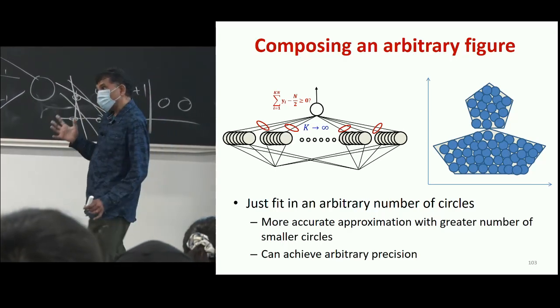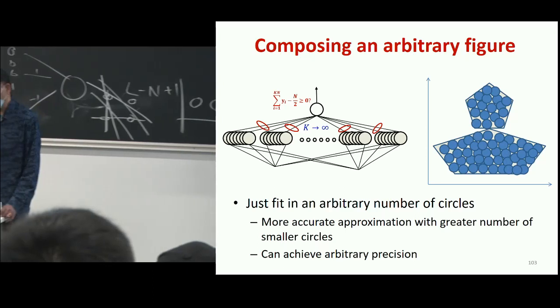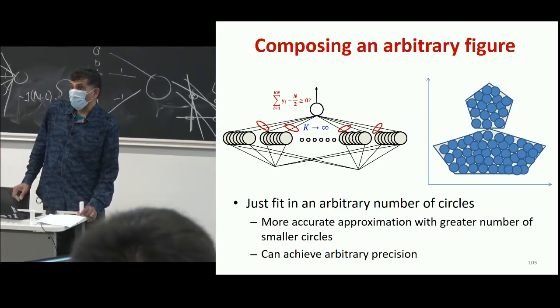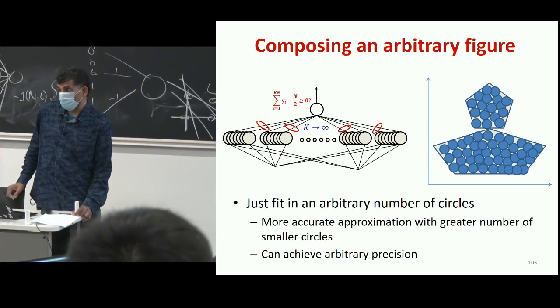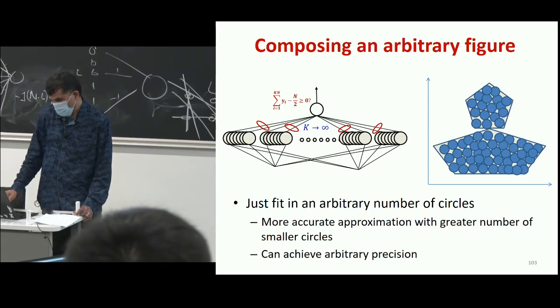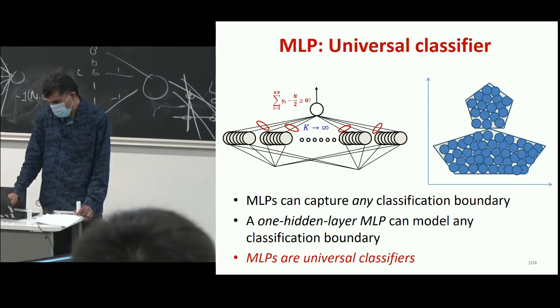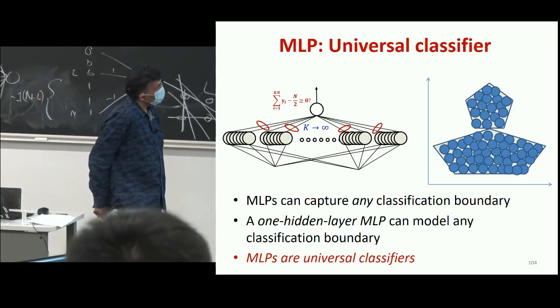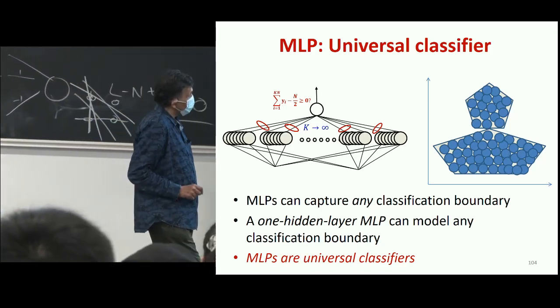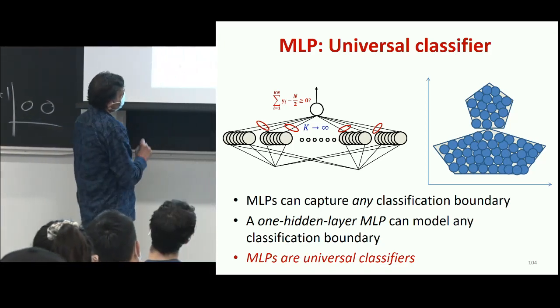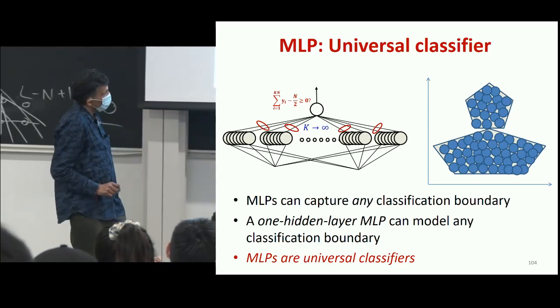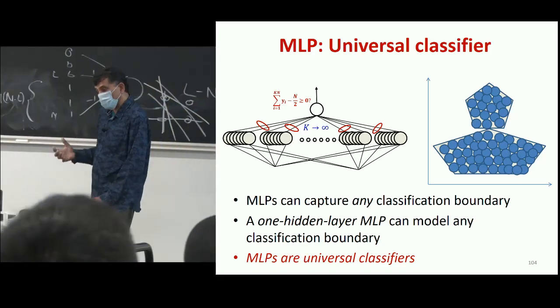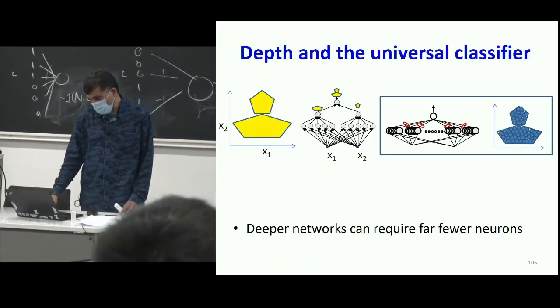And is it ever going to exactly model the double polygon? No. But I can get it to the level of approximation that I'm comfortable with. Right? So the MLP is a universal classifier. It can capture any classification boundary. A one hidden layer MLP can model any classification boundary. So even a one hidden layer MLP is a universal classifier.